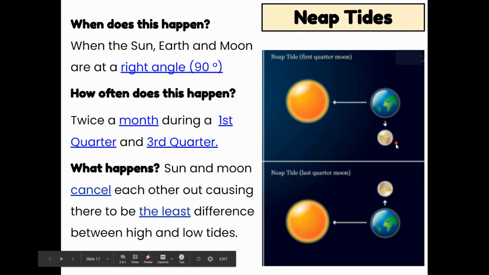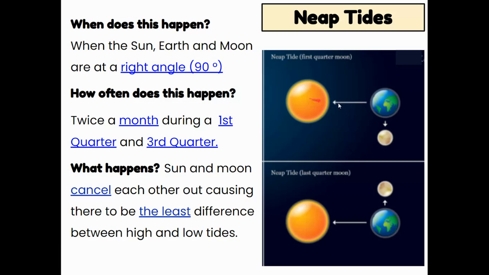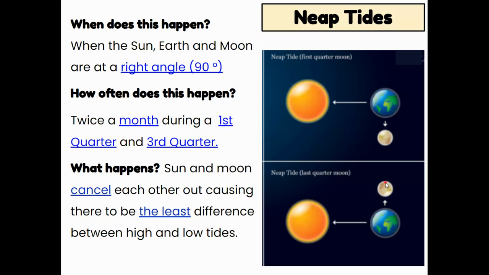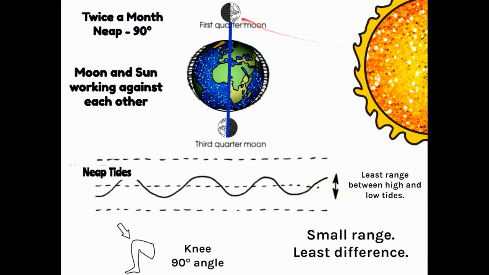Neap tides are when the sun, the earth, and the moon are at a right angle, 90-degree angles from each other. So you can look in a diagram here, you can see that 90-degree angle. And this occurs also twice a month because it's happening during the first and third quarter moon phase. The sun and the moon cancel each other out, causing there to be the least difference between high and low tides. So now they're working against each other.